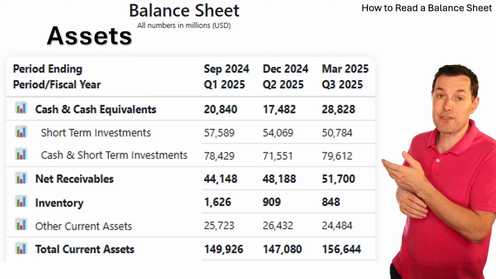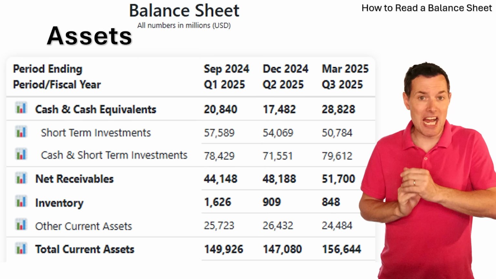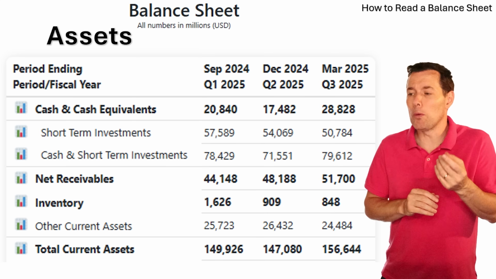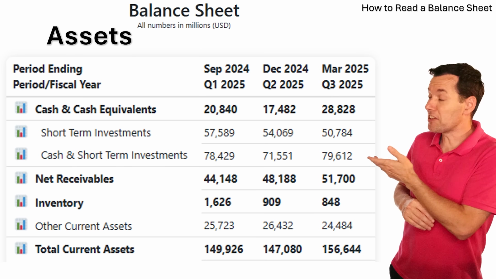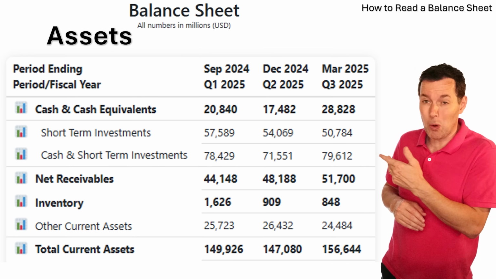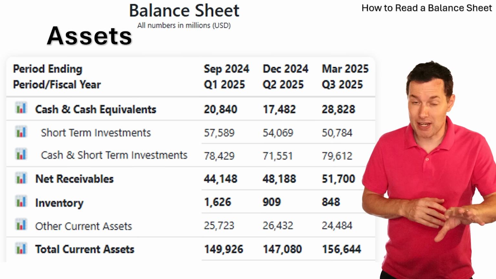Okay, the first one here is fairly simple: cash and cash equivalents. That is exactly what it sounds like. Either cash that the company actually is holding, or perhaps it's cash sitting in a checking account or a savings account, something like that. You can see here, Microsoft has a bit over $28 billion. So they have a lot of cash.